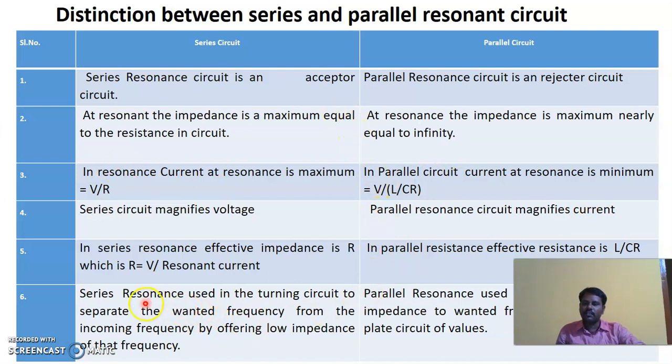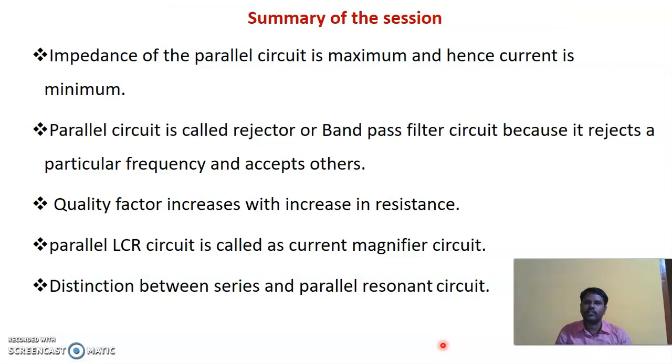The series resonance is used in tuning circuits to separate the wanted frequency from the incoming frequencies by offering low impedance to that frequency, whereas parallel resonance is used to present a maximum impedance to the wanted frequency, usually in the plate circuits of valves. So these are the differences between series and parallel circuits.